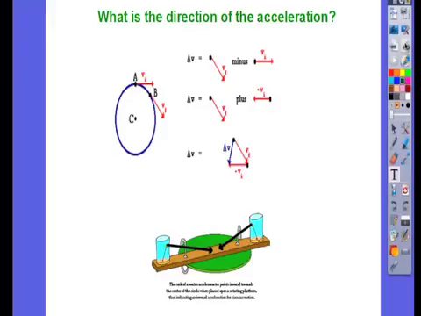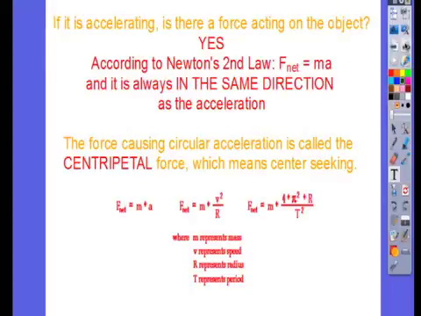Another question, since we're talking about acceleration, is if there is an acceleration, is there a force acting on the object? Well, again, if we remember Newton's second law that says F net equals ma, if there is acceleration, there has to be a net force. How do I know there's an acceleration? Because the object is not moving in a straight line. We call this force the centripetal force. We'll talk more about that in the next video.